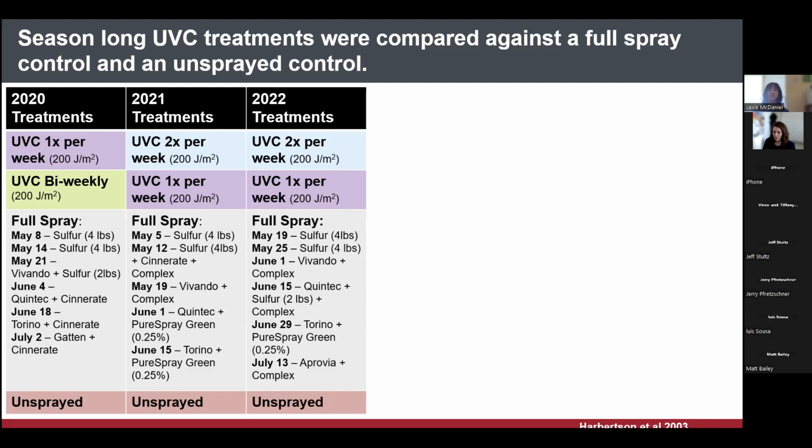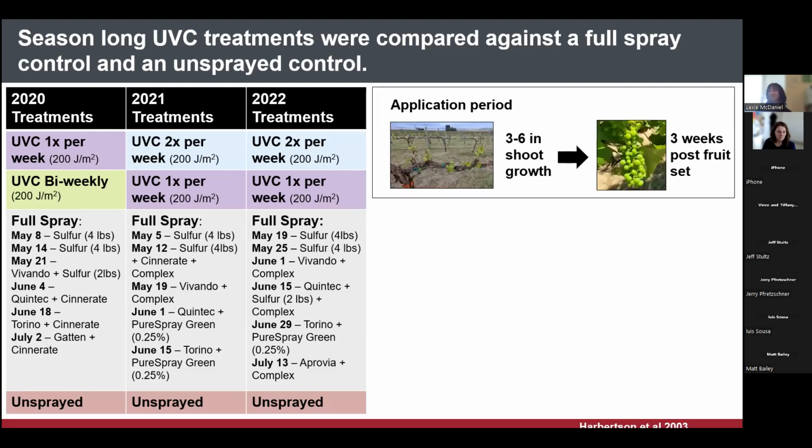We have the full fungicide spray, which mainly consists of early on sulfur products, and then we switched to systemic fungicides that have no known resistance so far, and we tried to use some surfactant adjuvants for that, and then we have a complete full season unsprayed. And all these treatments for all of the years were applied from 3 to 6 inch shoot growth all the way to 3 weeks post fruit set.